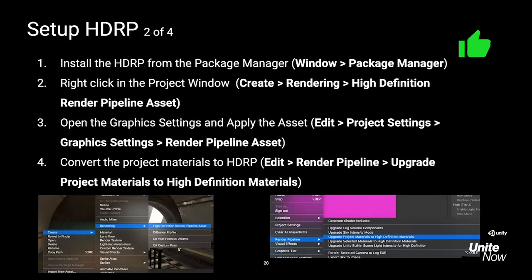So we have a few questions. Which high definition render pipeline version am I using? I believe it's the most recent version in 2019.3. The version that I'm using is 7.1.8.